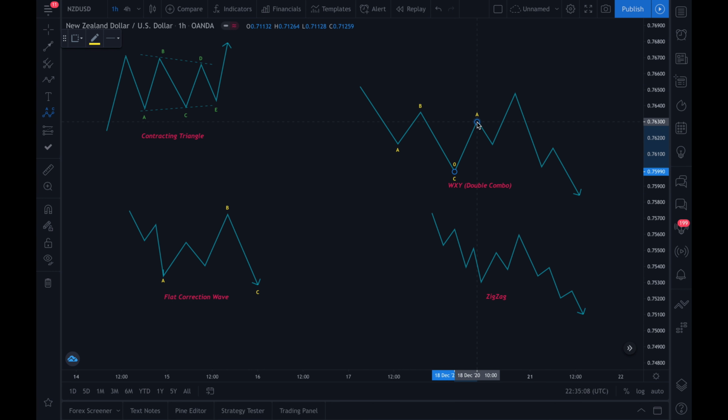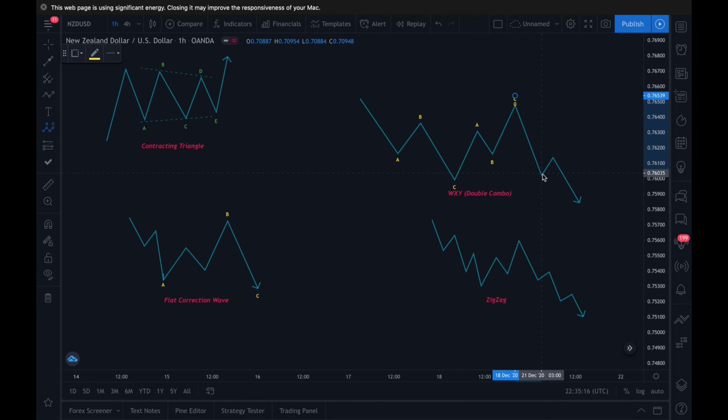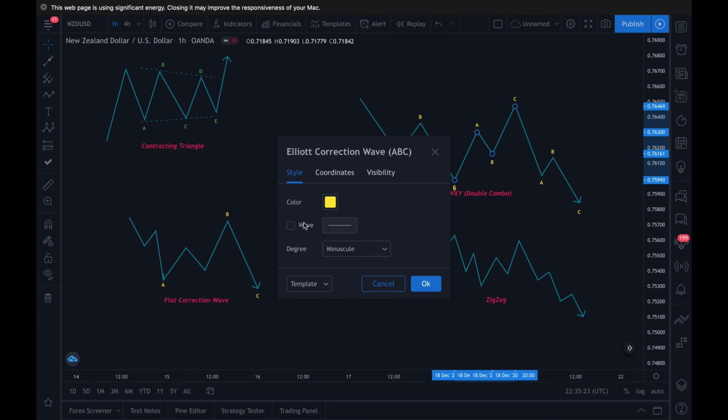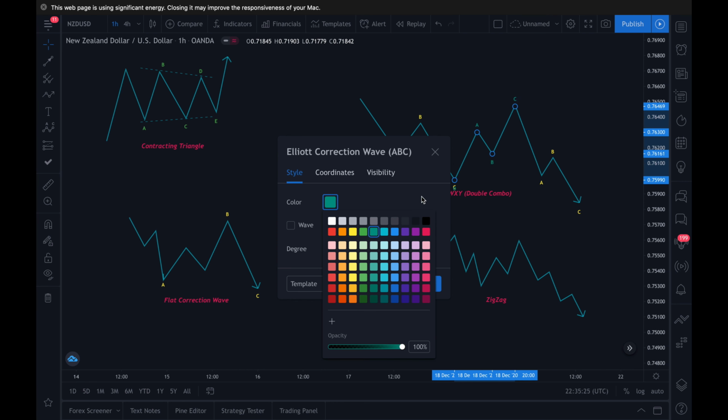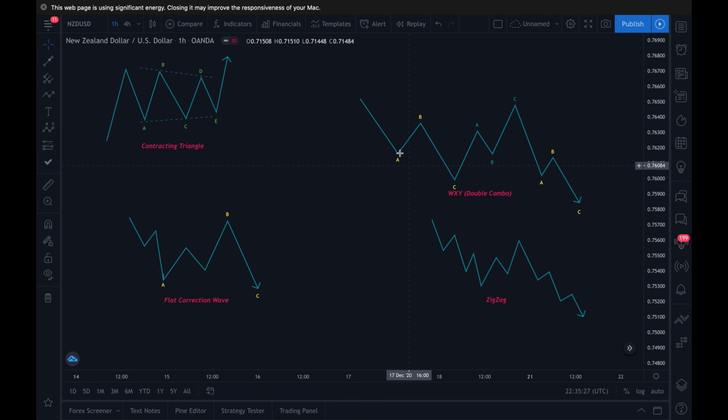This can be a triangle wave as well, the contracting triangle. And then finally ABC. So that is what we mean. So I'll just make this a different color because this is a linker. This is what we term as a linker. We have one wave complete, a correction wave like this. Let's say this is a flat correction wave. Then we're going to have a linker wave. This is most likely a triangle wave, but it can also be different waves like a flat correction wave again.